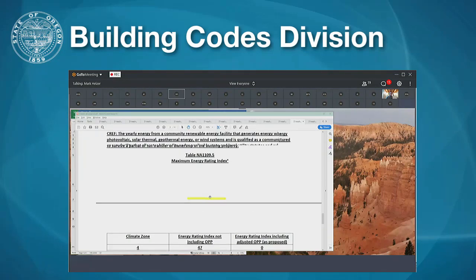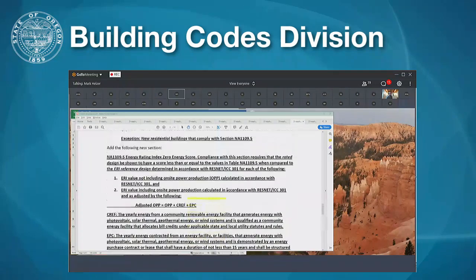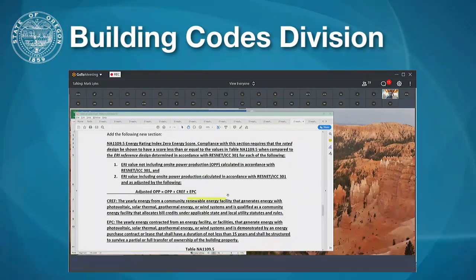And another question: this path would actually require you to achieve a 0 though, correct? Correct. So it does include that requirement for solar, in addition to the ERI of 47. Okay.